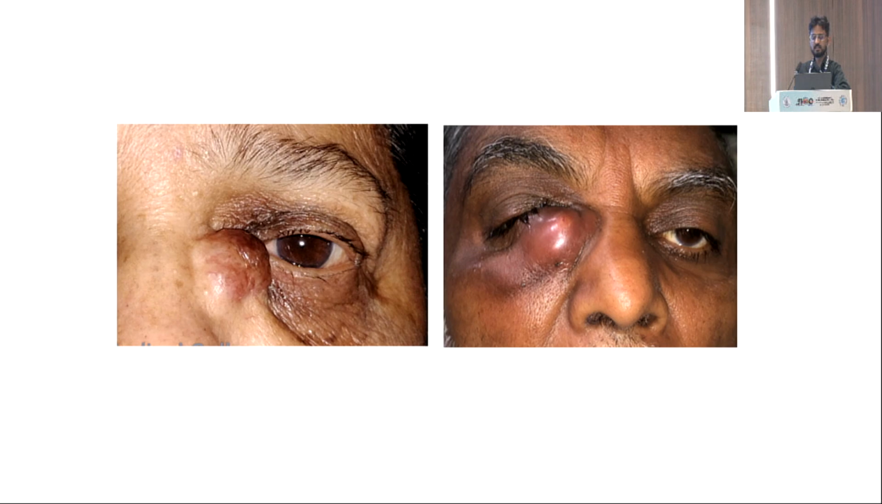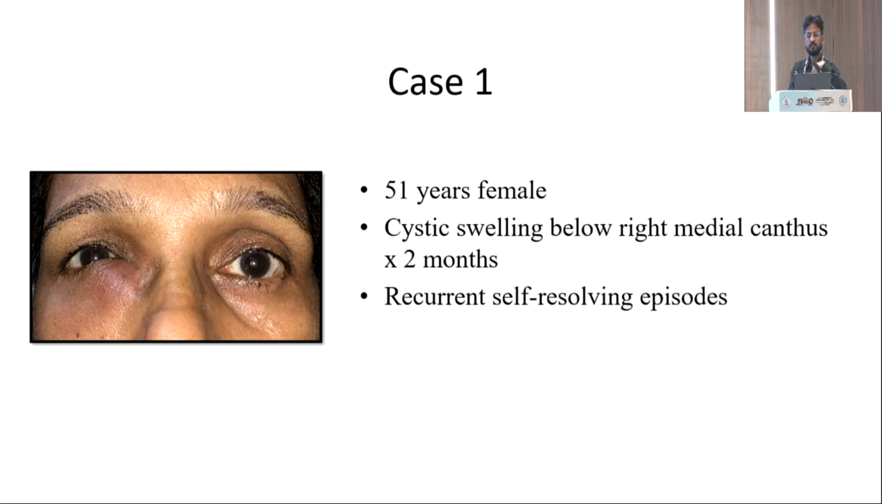And then you have to think whether you need to do imaging in this case or not, whether you need to start the patient on antibiotics, whether the patient will need a biopsy in the future. So I will show you a few cases where you will get answers to all these questions. This is a case of a 51-year-old female who presented with a cystic swelling in the medial canthal area, present for around 2 months. The patient gives a history of recurrent self-resolving episodes.